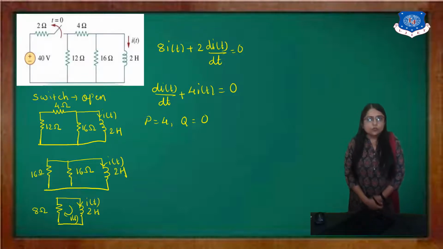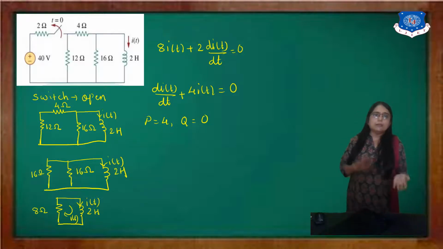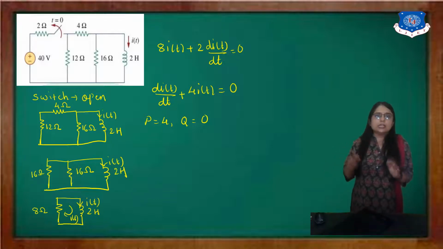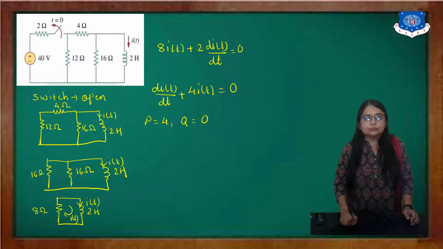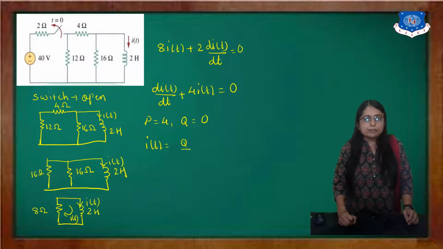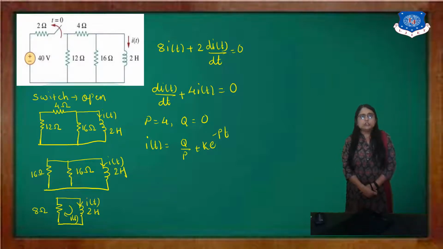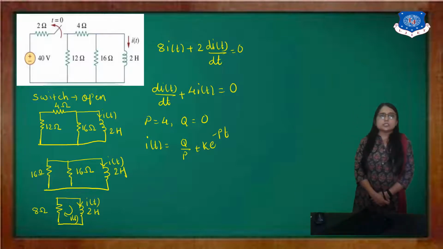Because the coefficient of I of t will become P, and the coefficient on the right, that is simple, equal to Q. So now we know the solution. The solution is I of t equal to Q by P plus K into e raised to minus Pt. This is the direct solution of the first order system.